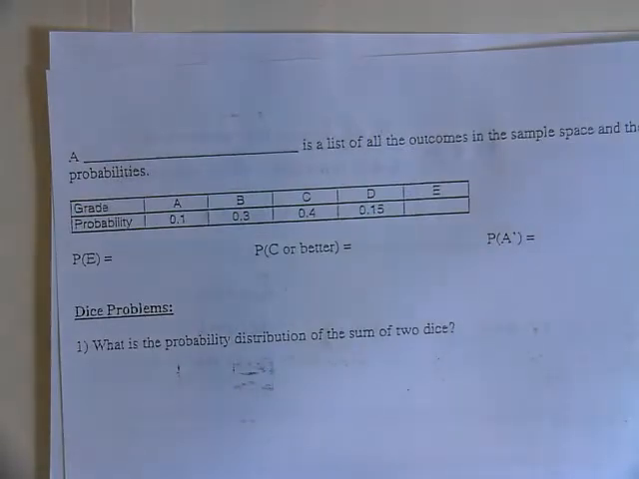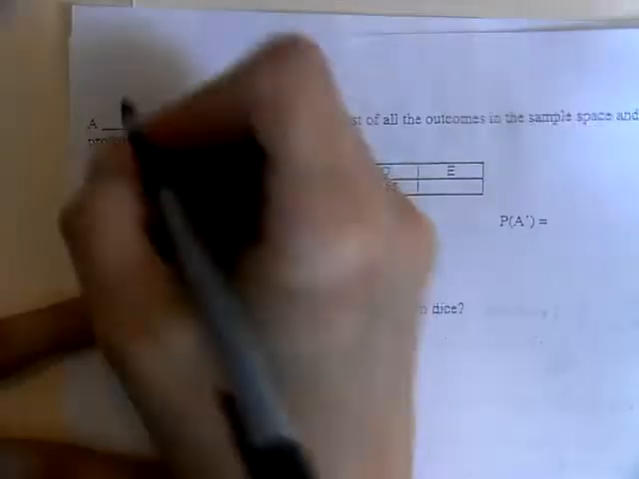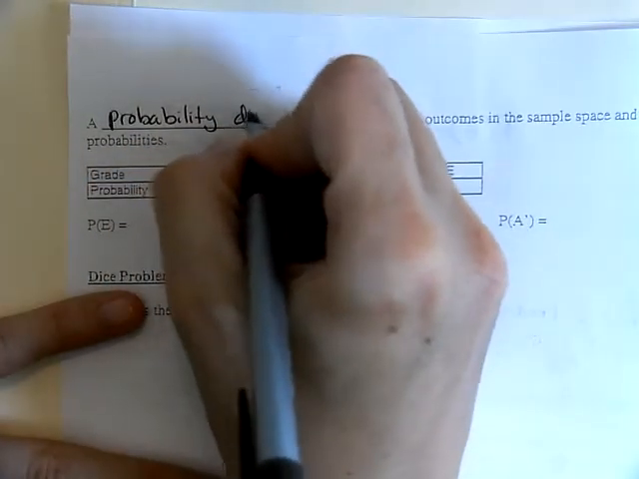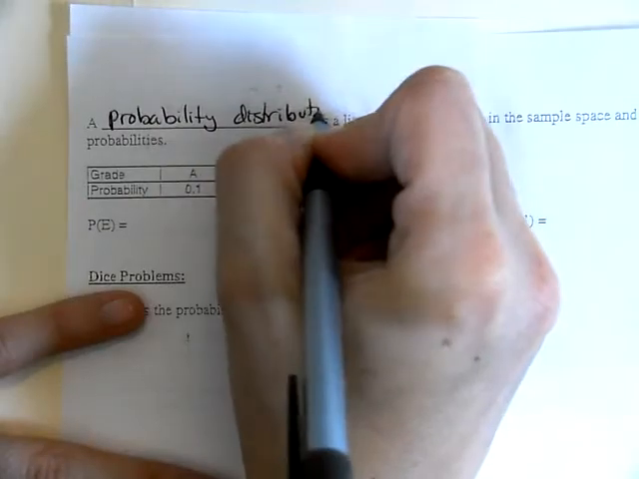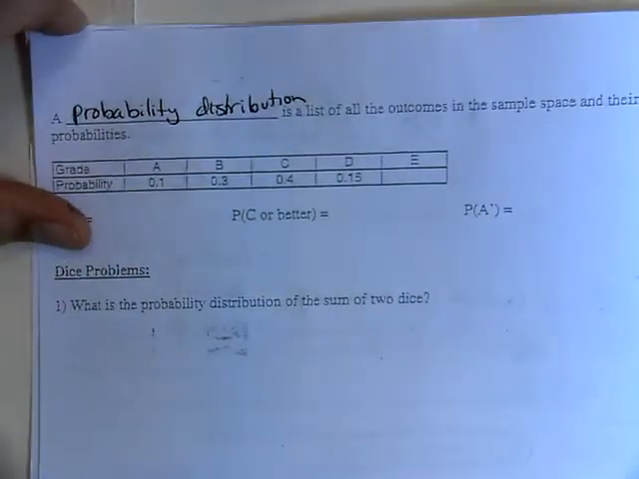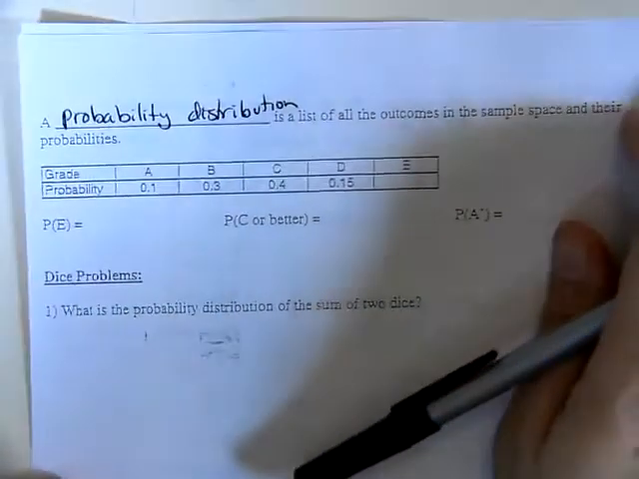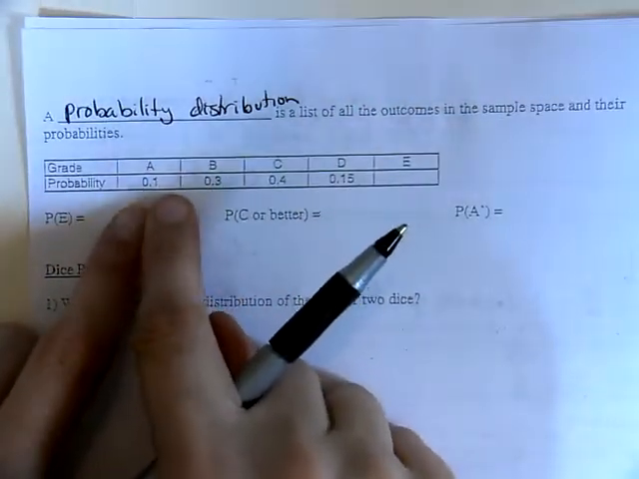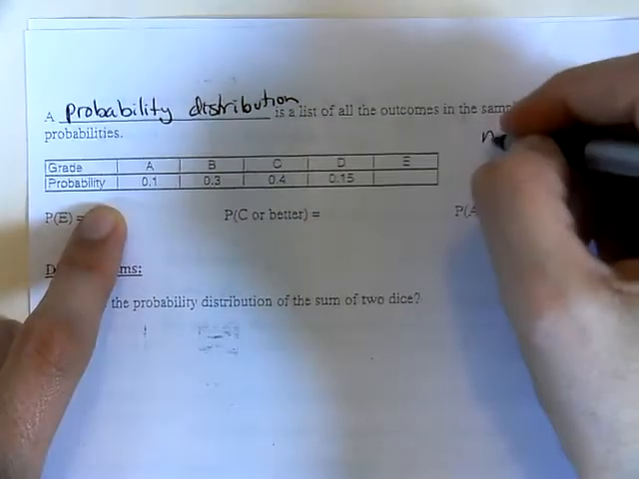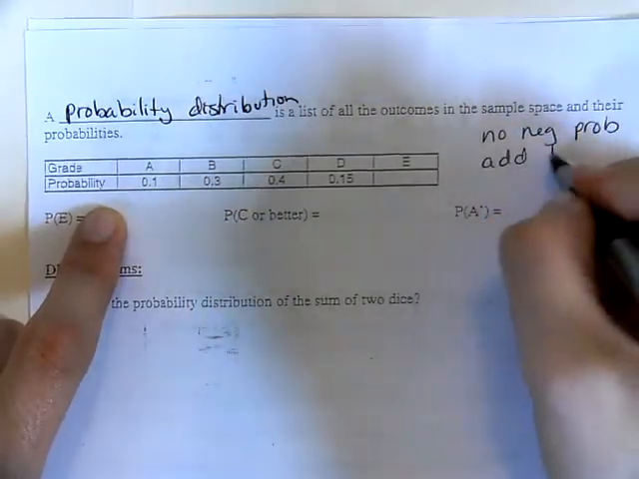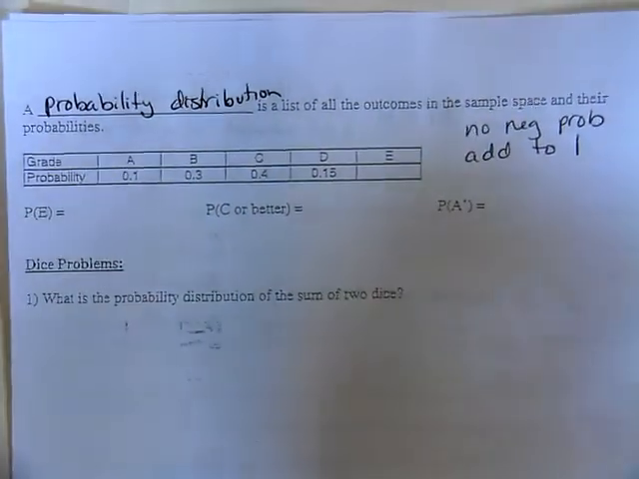So probability distribution is the next thing. We're going to really look at probability distributions a lot in Chapter 7, but you'll see them throughout Chapter 6 because sometimes I'll give examples from there. So a probability distribution is a list of all the outcomes in the sample space and their probability. So what should happen is there should be no negatives, and they have to add to 1. Okay, the table should add to 1.